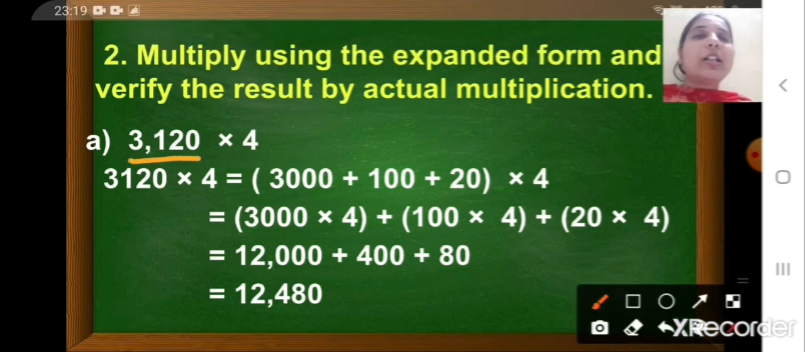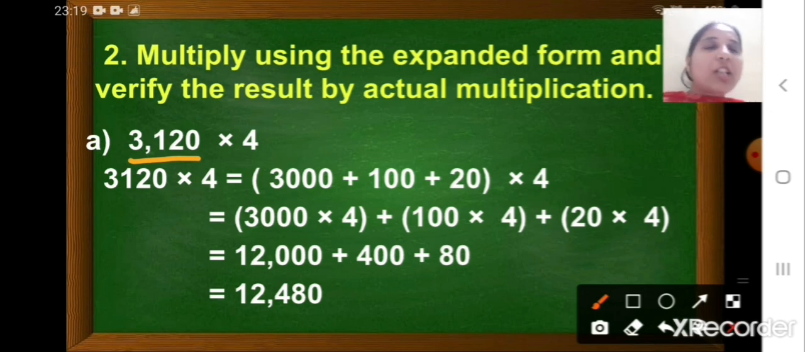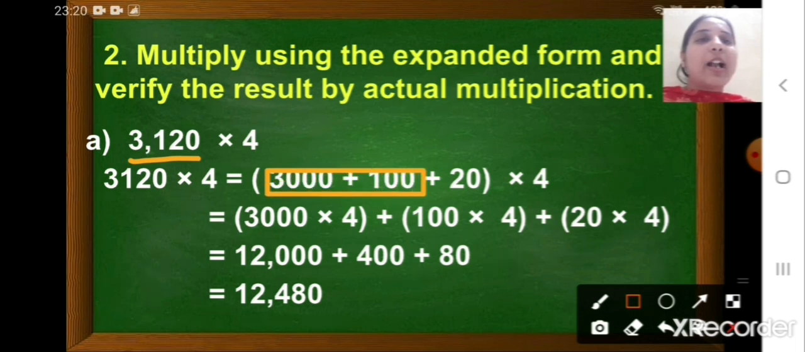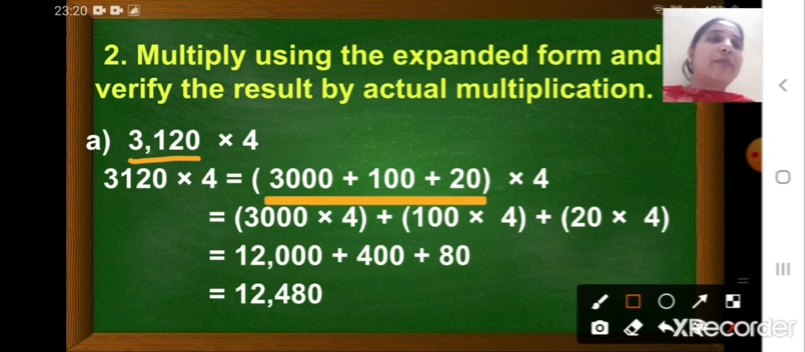It's 3120. So first we will write the expanded form of 3120. That I have already written here. It will be 3000 plus 100 plus 20. Isn't it? So this is the expanded form of 3120.